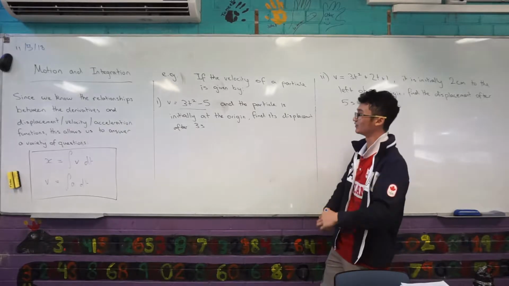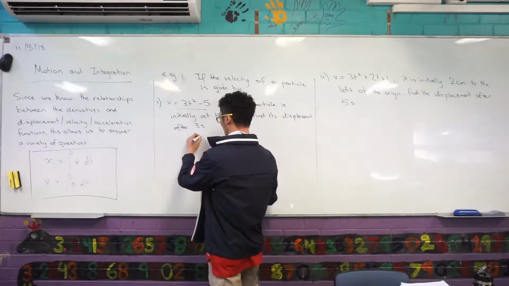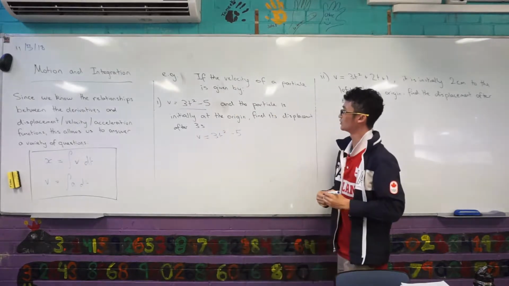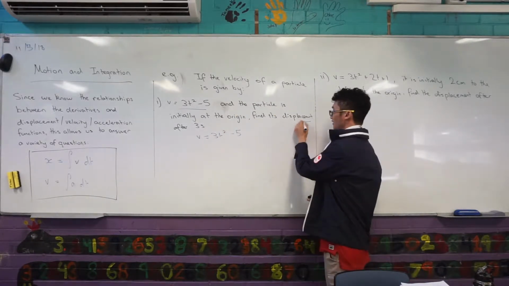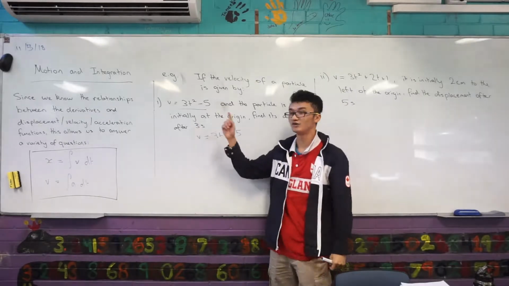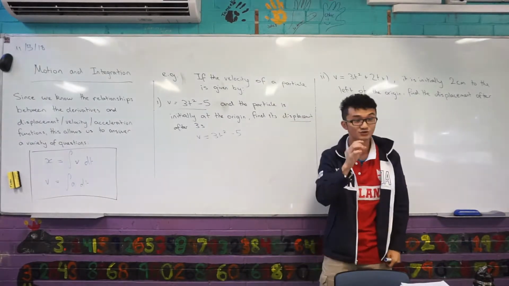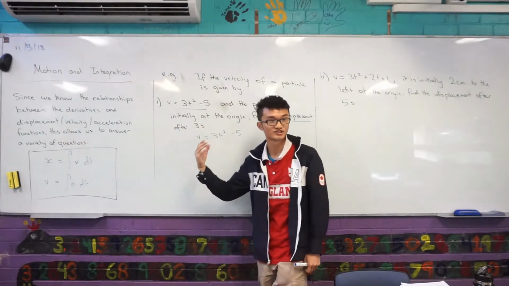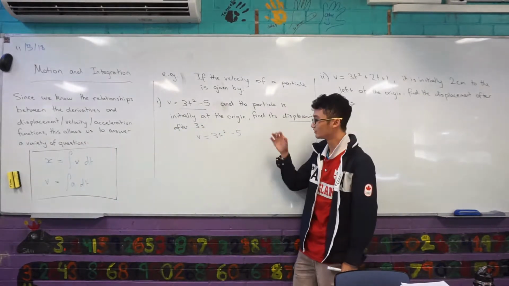Let's just break it down first. I know that v is equal to 3t squared minus 5. And what am I looking for in this question? The displacement. Yes. Now, it does ask for after 3 seconds, but before I even do that, I actually need to find that function that I'm going to substitute t equals 3 into. So let's find that first.